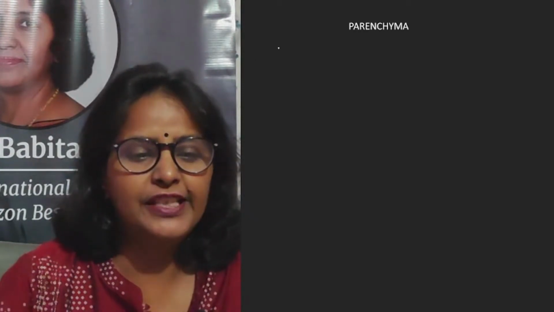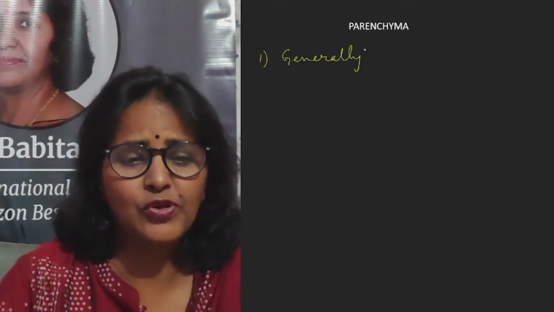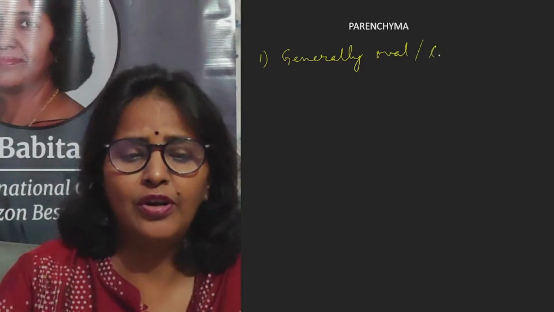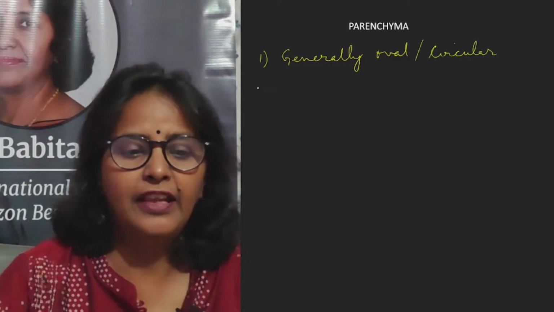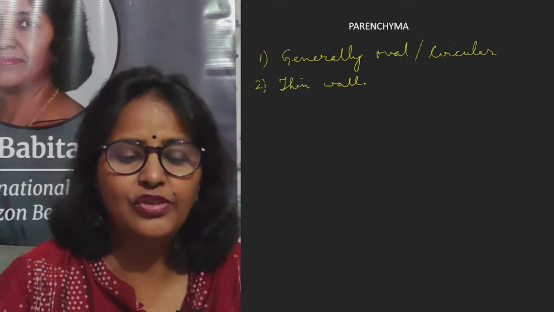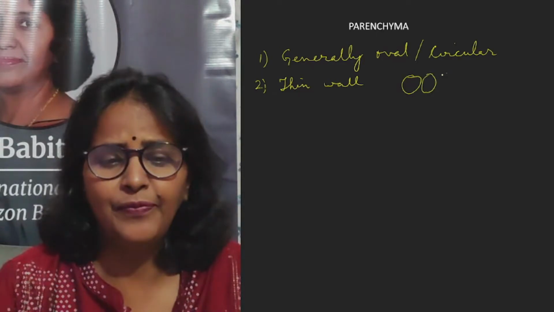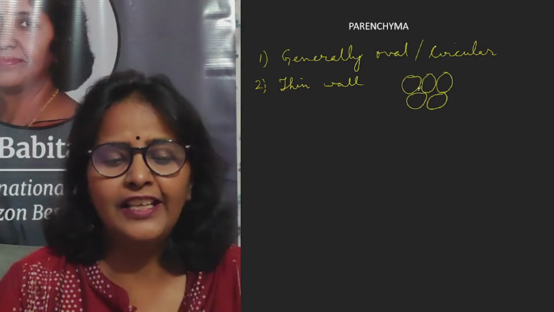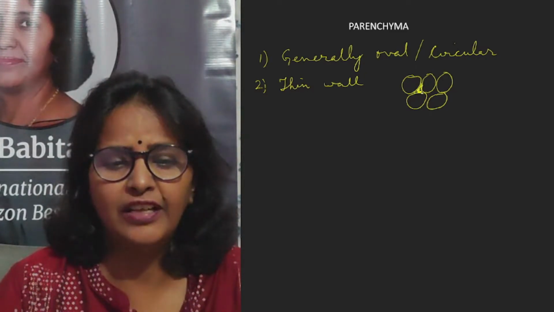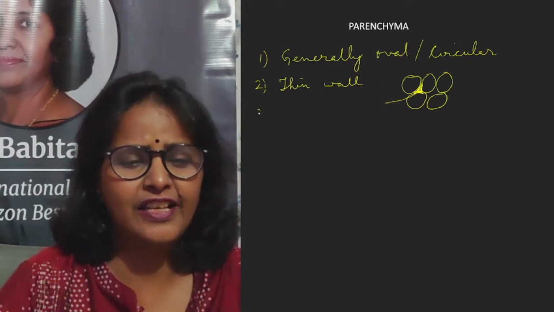Parenchyma is a type of simple permanent tissue which is generally oval or circular in shape. They may have other shapes also, but they are generally oval or circular in shape. They have very thin wall, and it is uniform on all the sides. If it is circular or oval in shape, then we can have something like this. So you can see there are some spaces present in between the cells, and these spaces are called intercellular spaces.